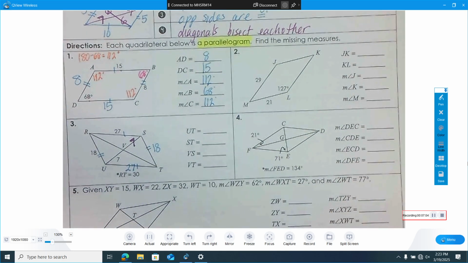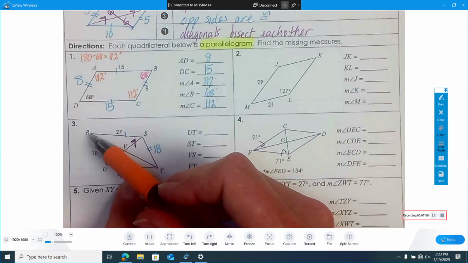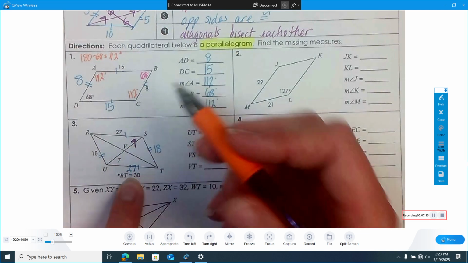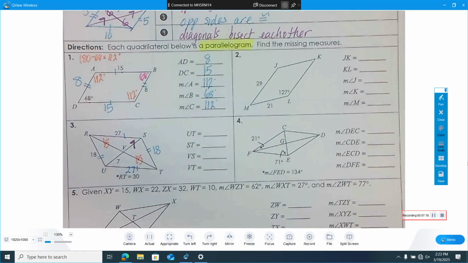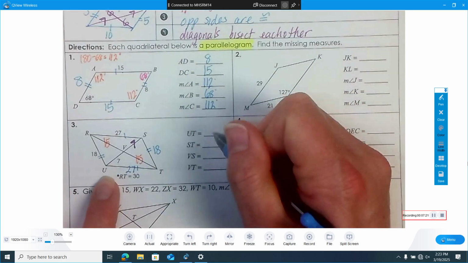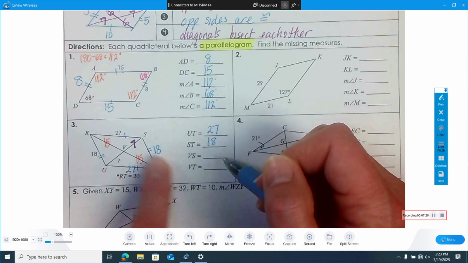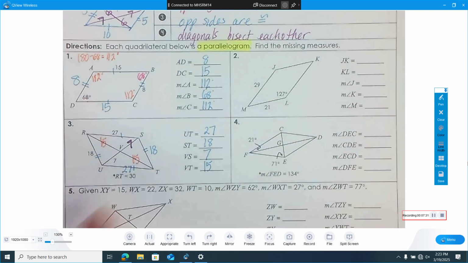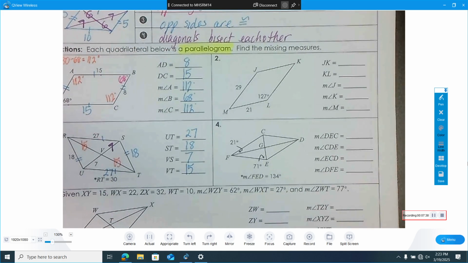And then they've given me one more bit of information. RT is the entire diagonal here. So it gets split into 15 and 15. Fantastic. All right, that means UT is 27, ST is 18, VS is 7, and VT is 15. Questions on that one? Easy to do. All right, number 4, I think, is the hardest one.